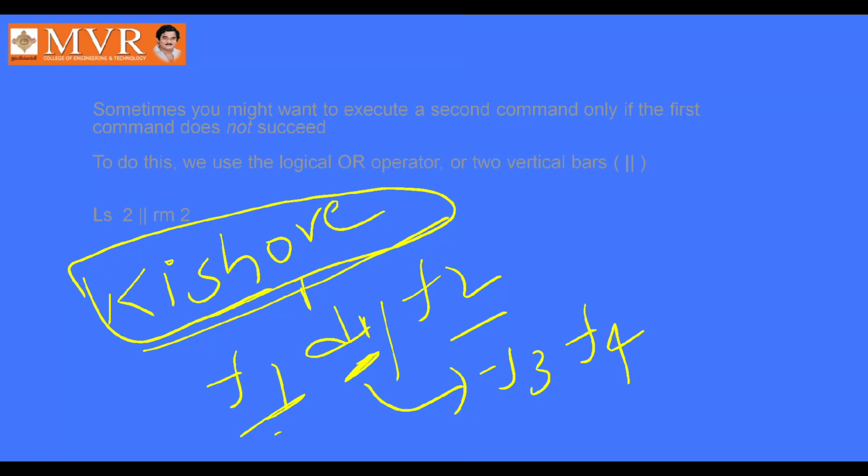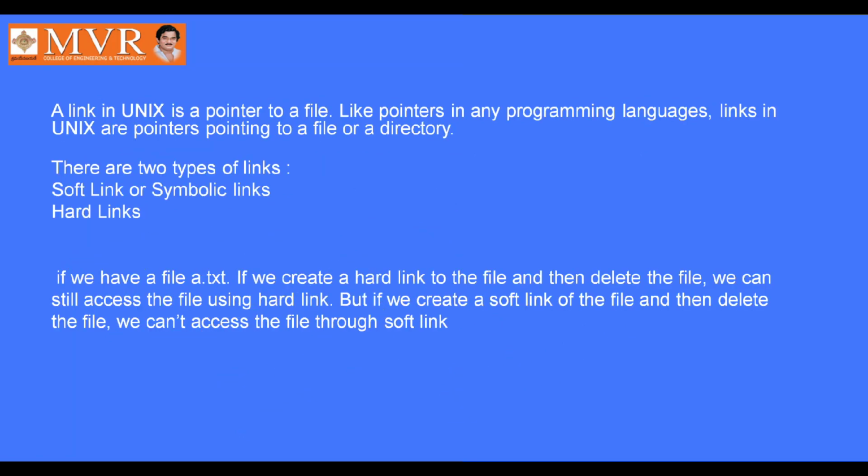Okay, then we'll move to our next concept, which is links. As we have seen the links concept previously, by using the ln command we create links, but links created by ln can only be created for files, not for directories. Similarly, by using ln -s, the symbolic link concept, you can also create links to directories.